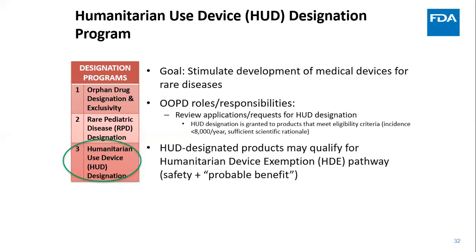The third designation program is for devices. It is the Humanitarian Use Device Designation Program. To qualify for this designation, a device must be intended for use in the treatment, prevention, or diagnosis of a disease or condition with an incidence of not more than 8,000 per year. Receiving humanitarian use device designation is necessary for a device to qualify for the humanitarian device exemption, or HDE, review pathway in CDRH. This pathway requires a demonstration of reasonable assurance of safety and probable benefit, as opposed to effectiveness, which is required for pre-market approval, or PMA. Next slide, please.